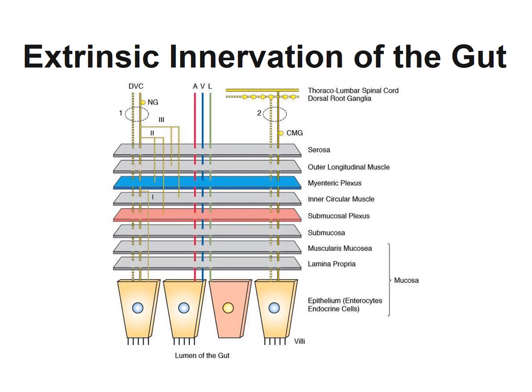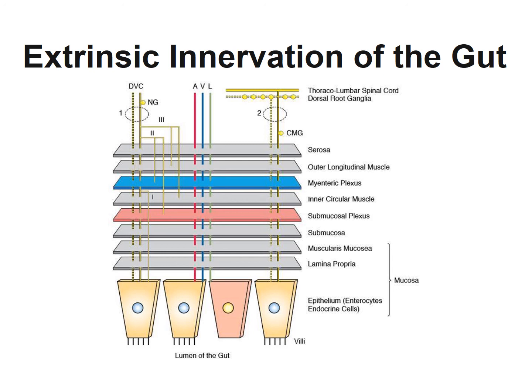Sandwiched between the inner circular and the outer longitudinal muscle layers is the myenteric plexus, part of the enteric nervous system. Underneath the submucosa, there is the submucosal plexus, the second component of the enteric nervous system.